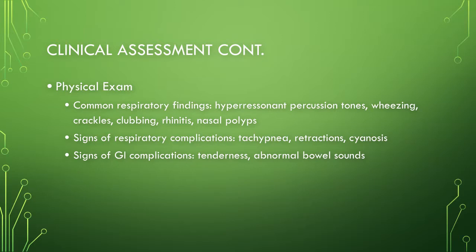Because cystic fibrosis also affects the GI system, an abdominal exam including auscultation, percussion, and palpation should be completed. Any abnormal findings, such as tenderness or abnormal bowel sounds, may be an indication of GI complications, such as acute pancreatitis or intestinal obstruction.